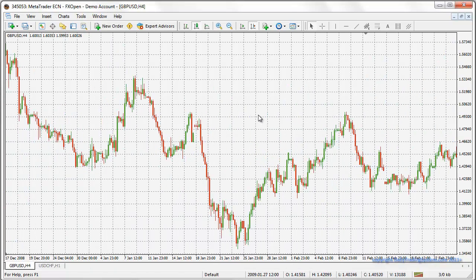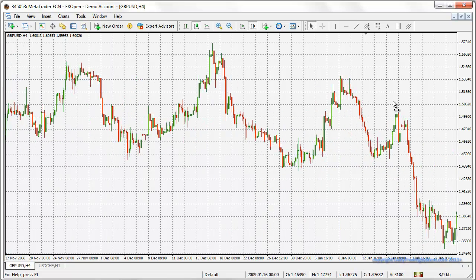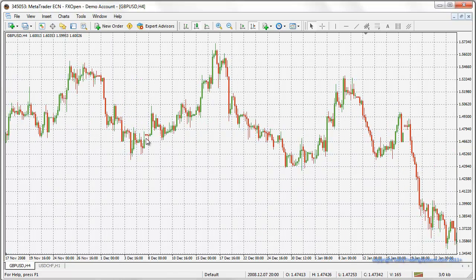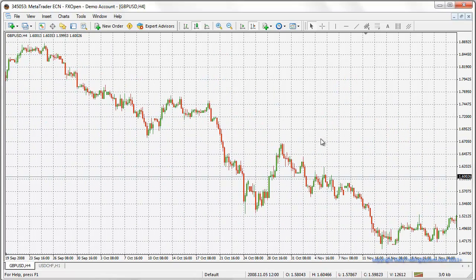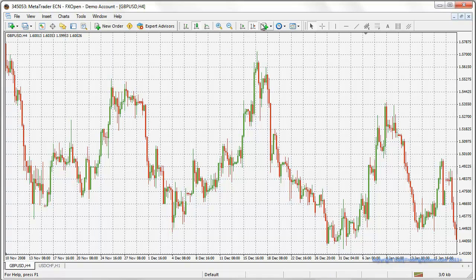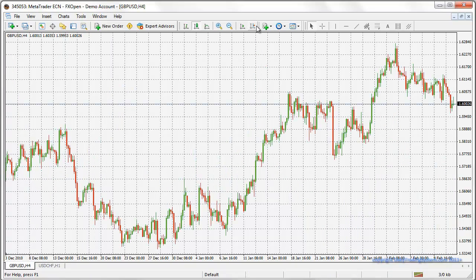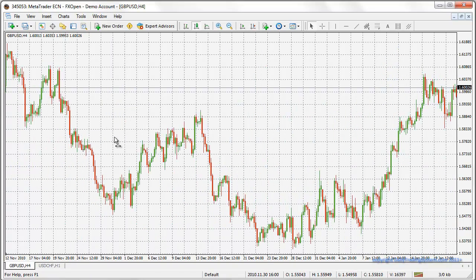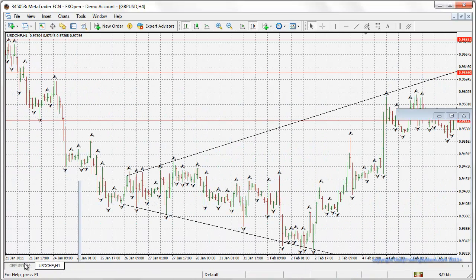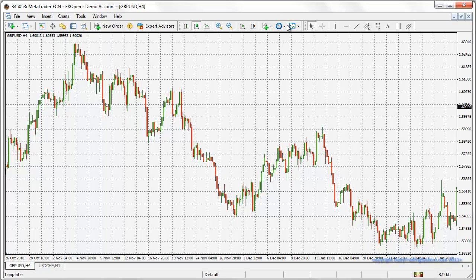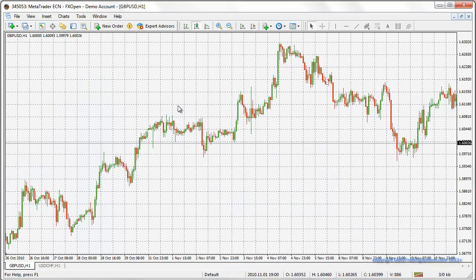I don't see any head and shoulders bottoms at the moment. No, I'm not really seeing any head and shoulders bottoms right now, so I'm not going to bore you too much with me trying to find them. I can't really find any. Okay, so you get the basic idea, I hope.